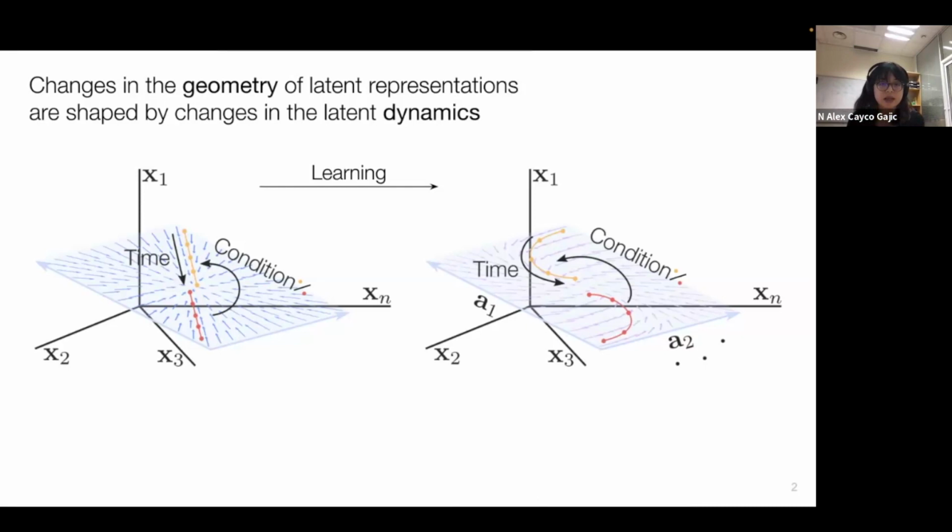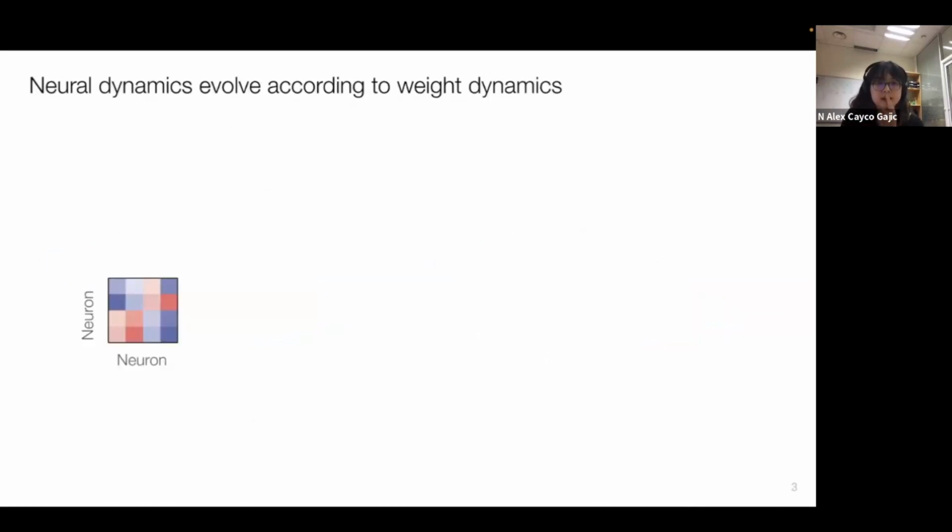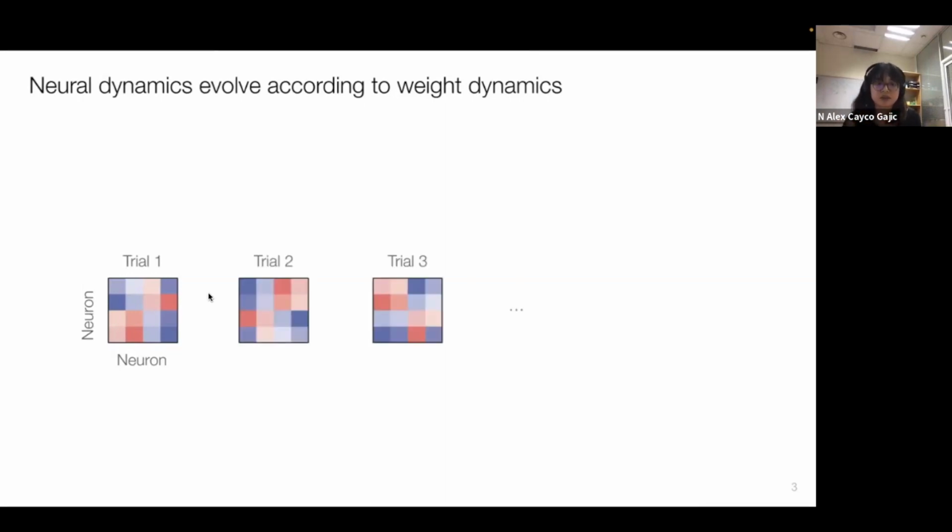And so we became interested in trying to more directly tackle learning by asking, how can we infer how the vector field is shaped over the course of learning? And in the case of neural dynamics, we know that one of the main contributors to the vector field is the recurrent dynamics, of course. So here's an example of what the weight matrix might look like for a particular neural region. We have the neuron by neuron weight matrix. This is on the first trial. And if we think about it in terms of learning, on each trial we'll have a different weight matrix because it's slowly changing.